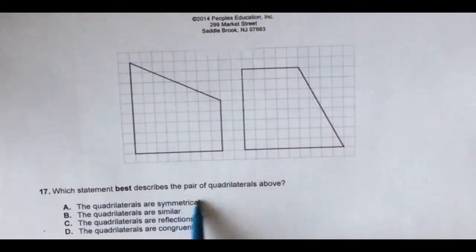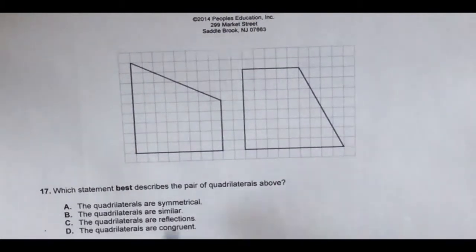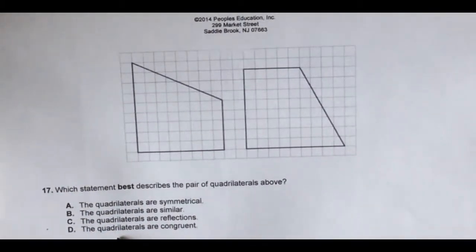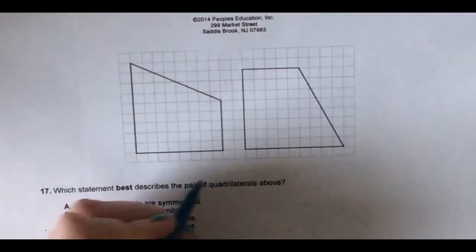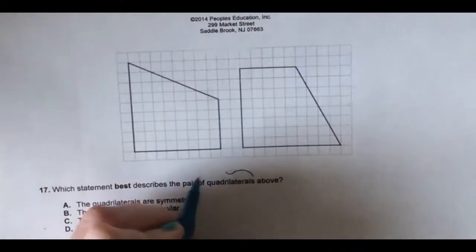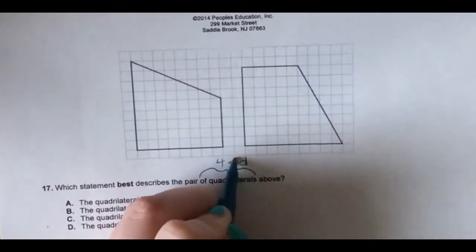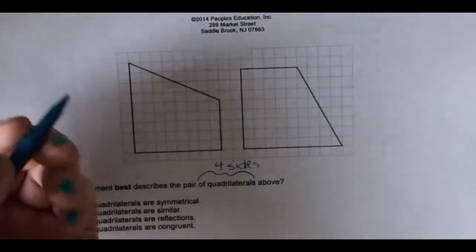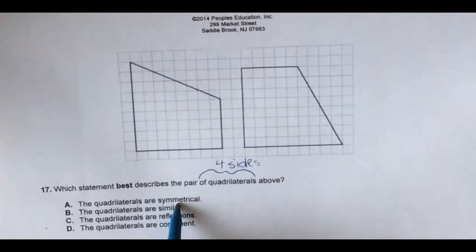Which statement best describes the pair of quadrilaterals above? All right, so based on these answer choices, we're going to have to know what each of these things mean. All right, quadrilaterals, okay, means 4 sides. Okay, and both of them have 4 sides. It says the quadrilaterals are symmetrical.